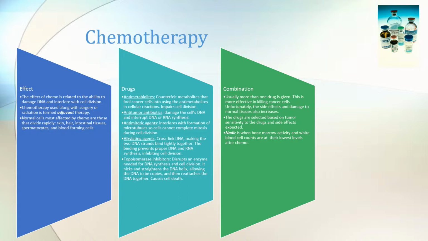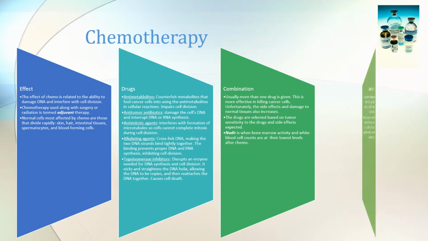Unfortunately, the side effects and damage to normal tissues also increase. The drugs are selected based on tumor sensitivity to the drugs, and side effects are expected. Nadir is when bone marrow activity and white blood cell counts are at their lowest levels after chemo. Table 24-2, page 415 of your textbook, provides a list of chemotherapeutic drugs.